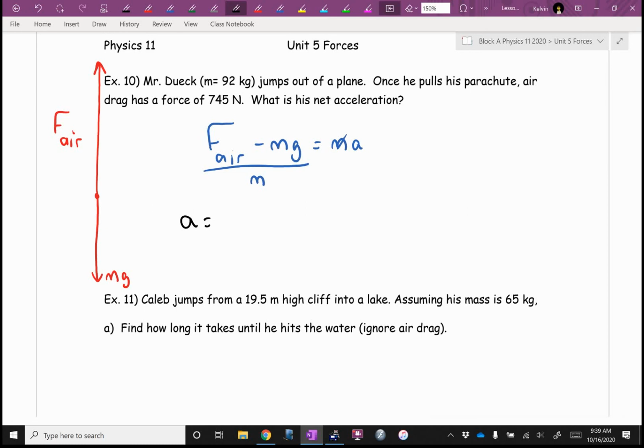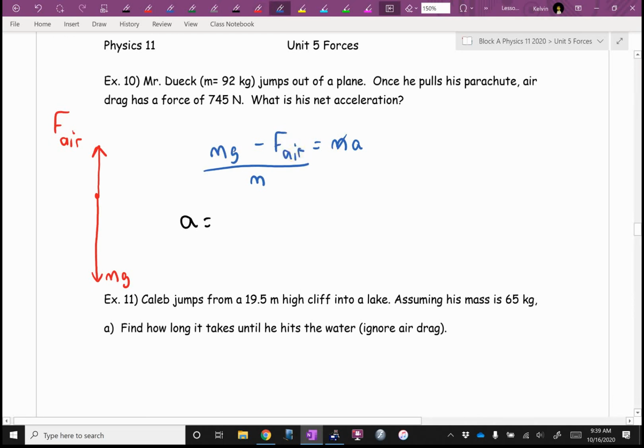Sorry. I did this totally backwards, folks. mg is larger, isn't it? Yeah. Wow, did you botch that? I'm sorry, folks. We did the math and somehow I came to the wrong conclusion. So it's mg minus F air.